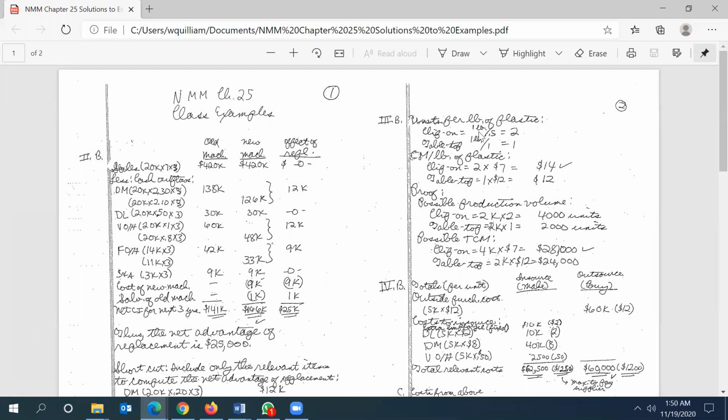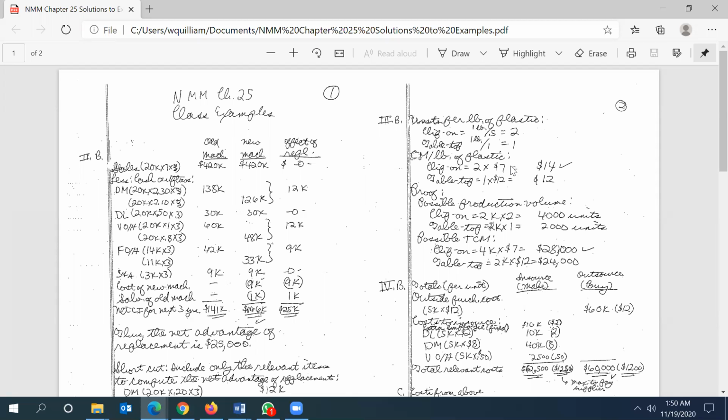Clip-on style, well, it takes half a pound of plastic. If I divide that into 1 pound, I get that we can produce 2 units of the clip-on style per pound of plastic. Tabletop style, well, it takes the whole pound of plastic. So only 1 unit of the tabletop per pound of plastic. Now let's look at contribution margin per pound of plastic.